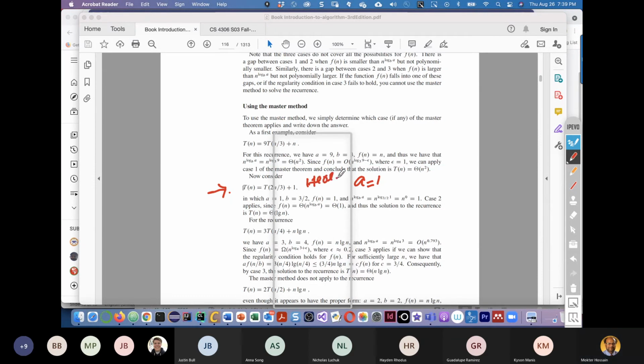Here, a equal to 1, and b equal to, what is the b value? 3 by 2. Don't be confused over here, not 2 by 3, because our recurrence is like this: Tn equal to 1 times T of n divided by 3 by 2, plus 1.